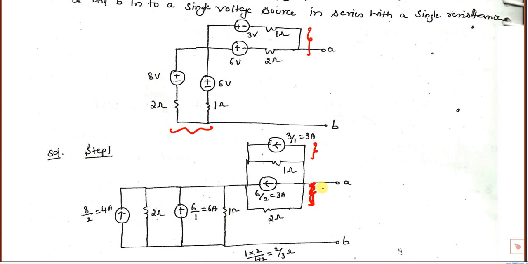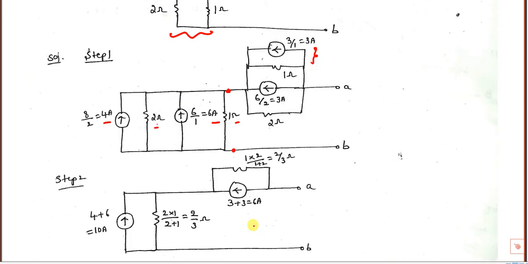Now we have to add parallel currents. Okay. So between this node and this node, how many currents are flowing? 4 and 6 both are going upwards. So 6 plus 4 is 10. 2 parallel 1 is 2 into 1 divided by 2 plus 1. It is 2 by 3 ohms. It's 10 amps going upwards. And these two currents, 3 amps going left side, this is also 3 amps. 3 amps plus 3 amps is 6 amps going left side.